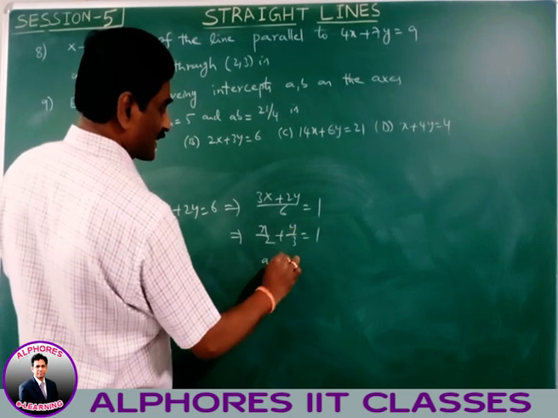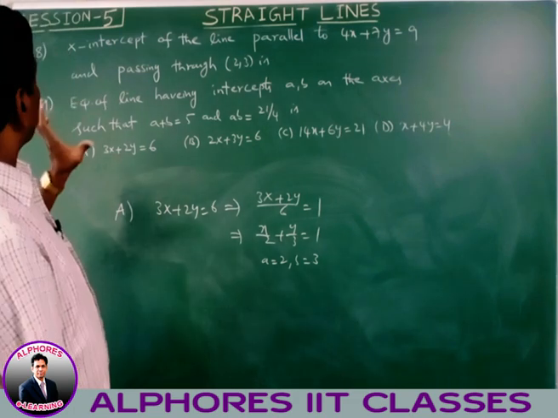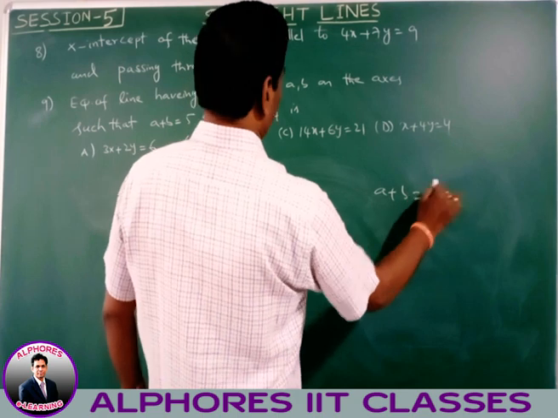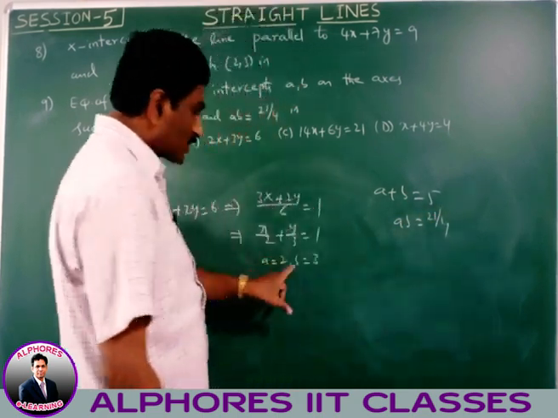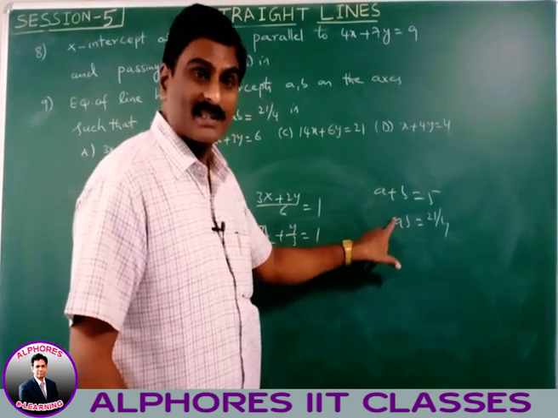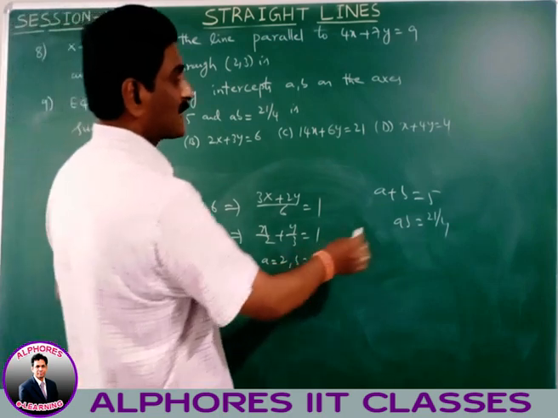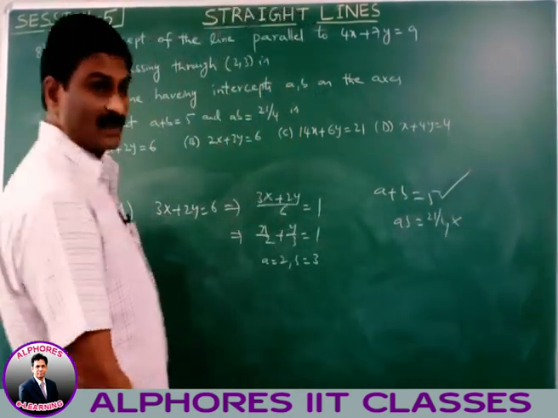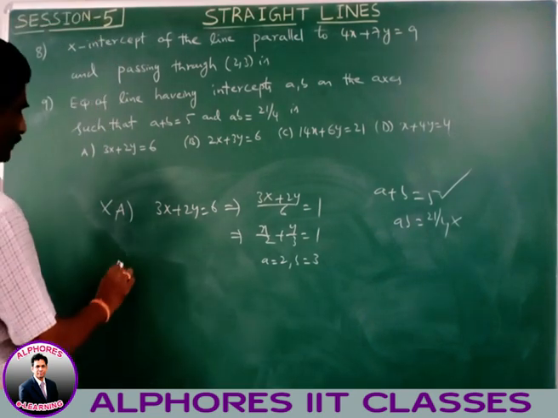Here what is the x-intercept? 2. The y-intercept is 3. So a = 2, b = 3. Please observe the conditions. What are the conditions? a + b = 5 and ab = 21/4. If these two values satisfy these two conditions, then it is the correct answer. Otherwise it is wrong. Here 2 + 3 means 5. It is true. But 2 into 3 means 6, which is not equal to 21/4. It fails. So it is not the answer.